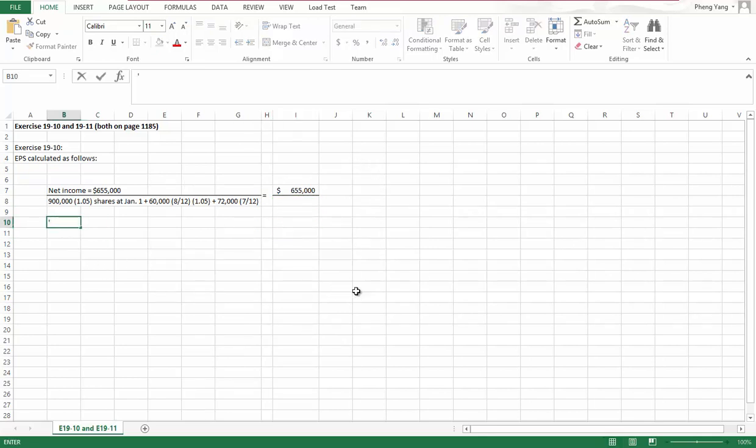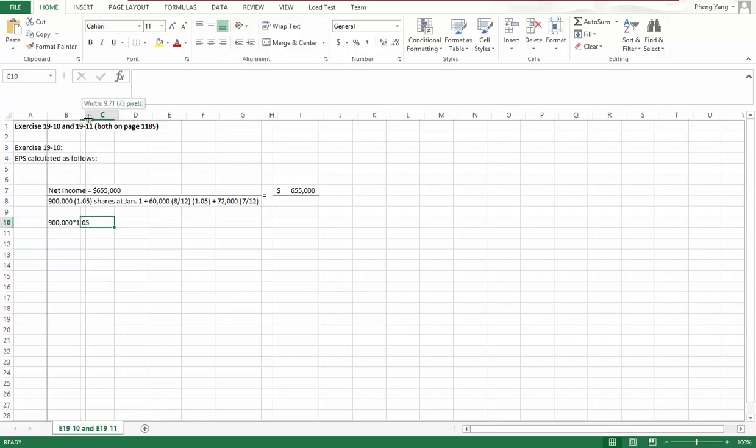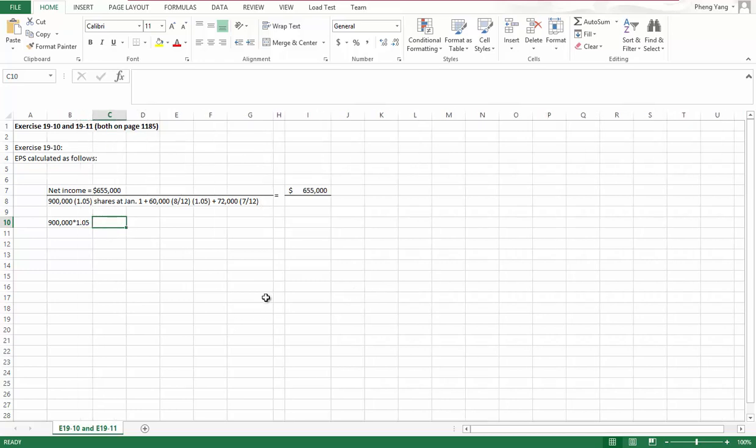Okay, so for the first one, we've got 900,000 times 1.05. Okay, so that's going to be 945,000 after the stock split. So 900,000 shares were issued before the stock split, and now they have 945,000.